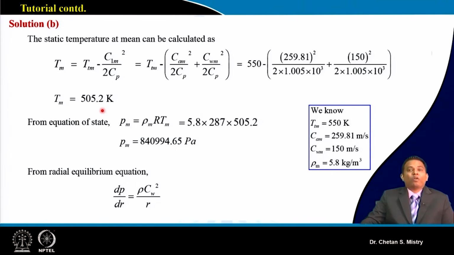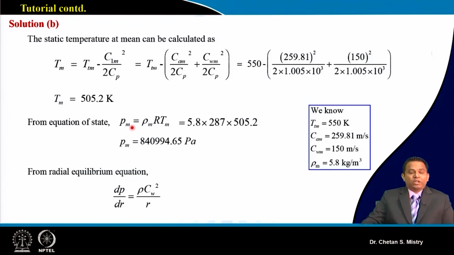Now from our fundamental understanding, we can calculate my static pressure at the mid station as density into R into T static. That comes as 840.99 kilopascal. So now at the mid station, my static pressure is known to me.